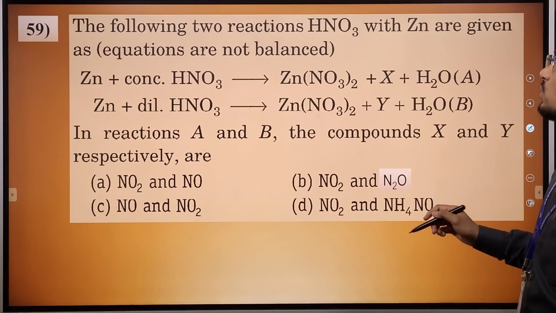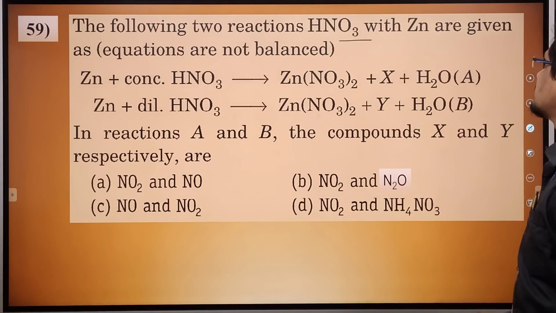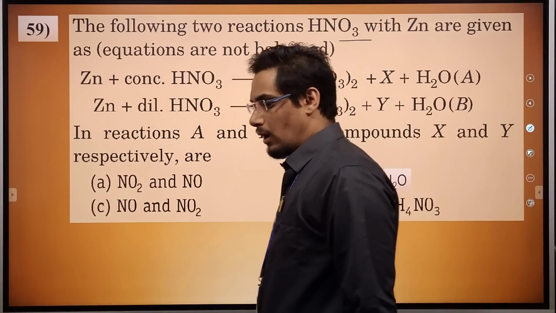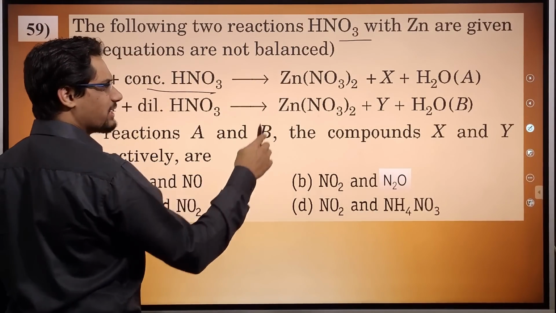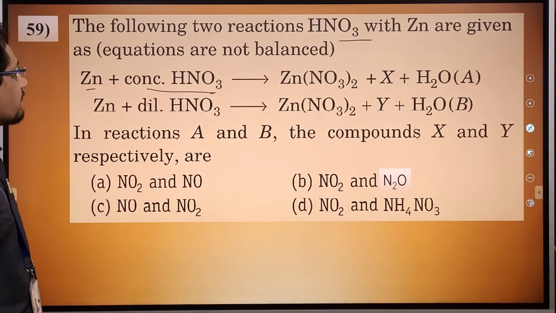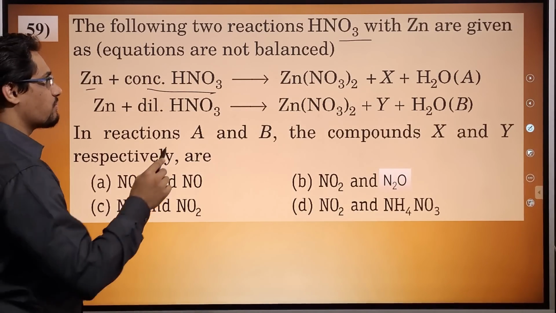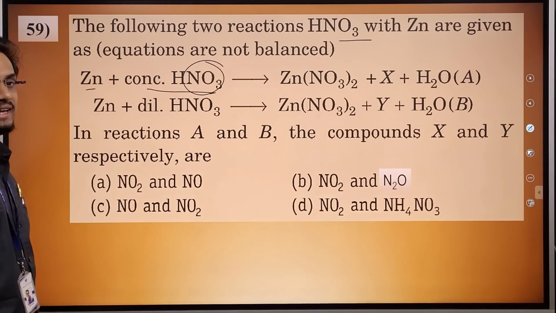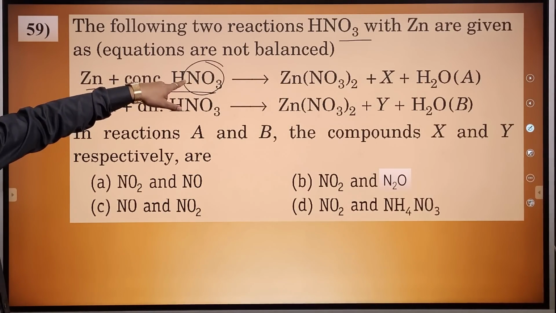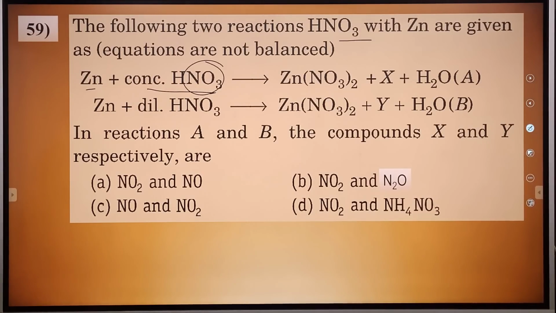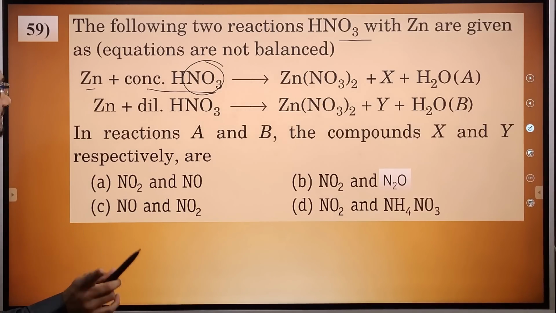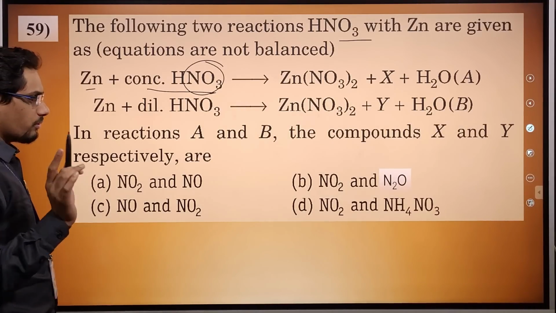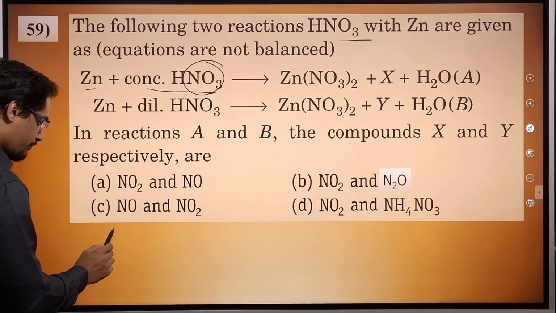The following two reactions, HNO3 with zinc, are given. How to remember this? See, zinc with concentrated HNO3, in both cases it gives zinc nitrate and water. Remember, hydrogen gas does not come here. Hydrogen will not oxidize zinc. Instead of hydrogen in HNO3, the nitrate ion will be reduced. The nitrate ion acts as the oxidizing agent, not the acid. Remember this point.